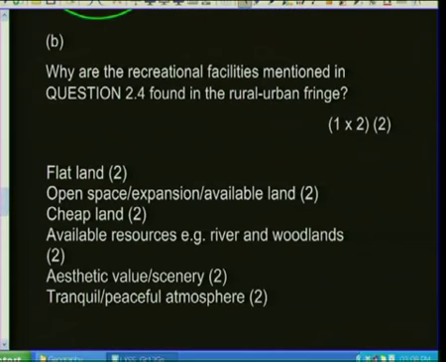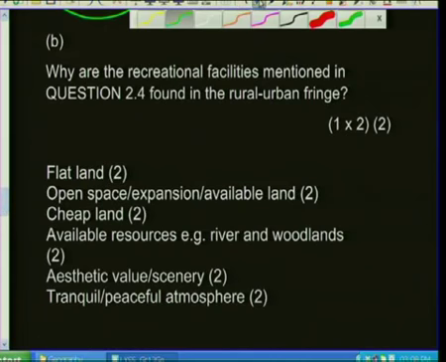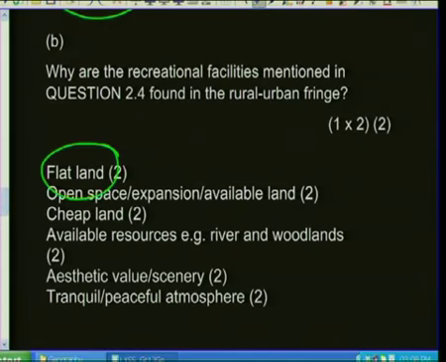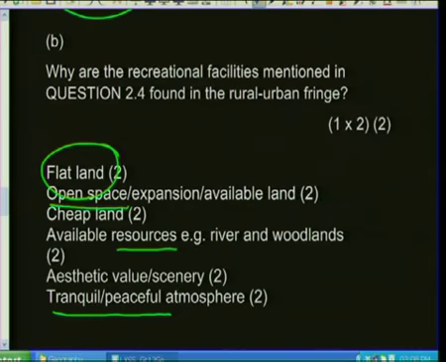Sure enough, we're looking for flat land, we're looking for open space and expansion, the available resources like the river, plus the fact that out there, it's actually away from the city itself. It's a tranquil, peaceful atmosphere. Once again, they were only looking for 1 point. We've got 3 or 4 to choose from.